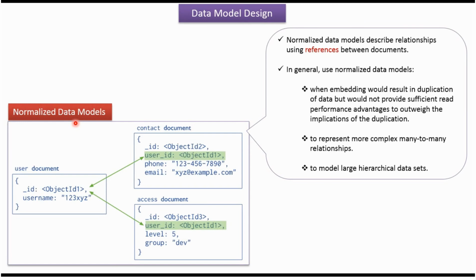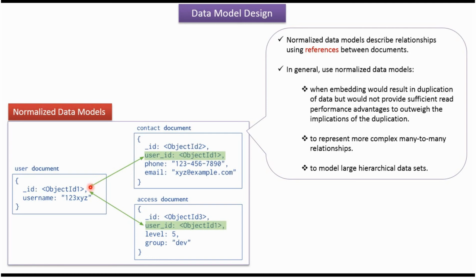Here you can see the example of a normalized data model. Here you can see the user document, and it will be in the user collection, and it has underscore ID, which is the primary key, and here you can see the username. And here you can see the contact document, and it will be in the contact collection, and it has underscore ID, which is the primary key, and phone number and email, and user underscore ID is the reference from the user document.